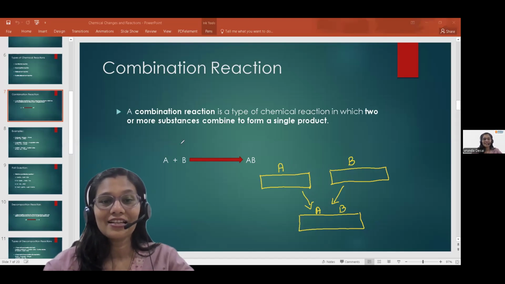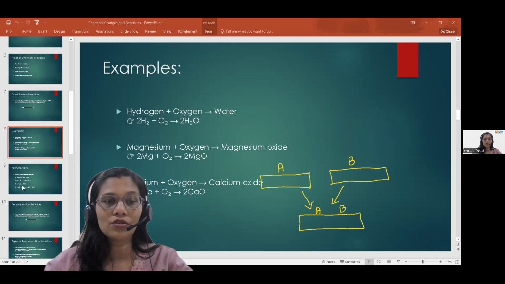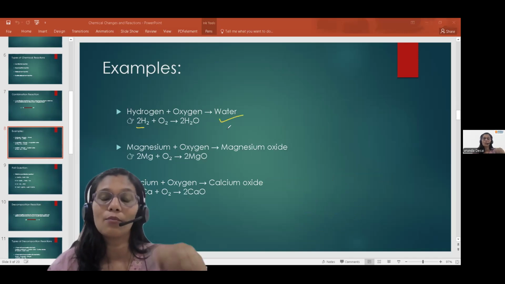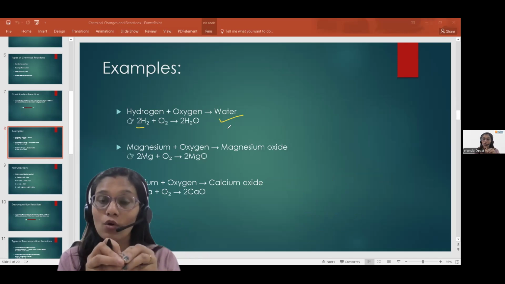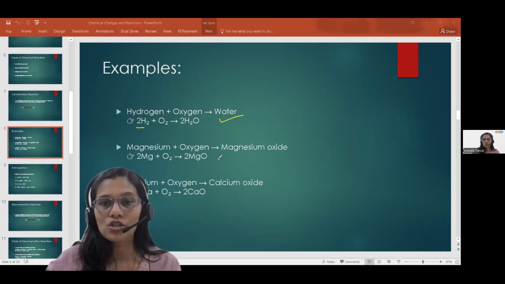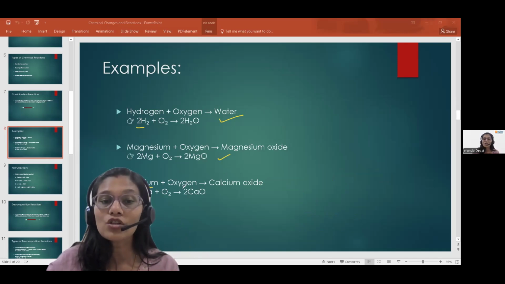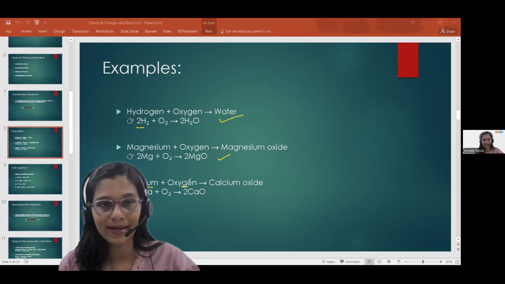Okay, and about other examples of combination reaction. These are the other examples of combination reaction. Hydrogen and oxygen, when they combine to form water, that is an example of combination reaction because hydrogen molecule is combining with oxygen molecule to form a single product, that is water. Magnesium and oxygen example we have already seen. Similarly, calcium and oxygen, when they combine, they form calcium oxide.